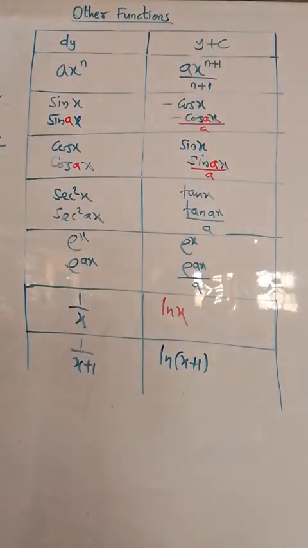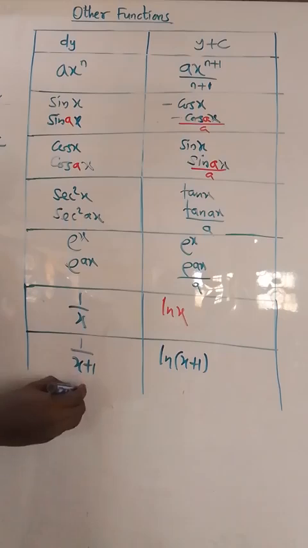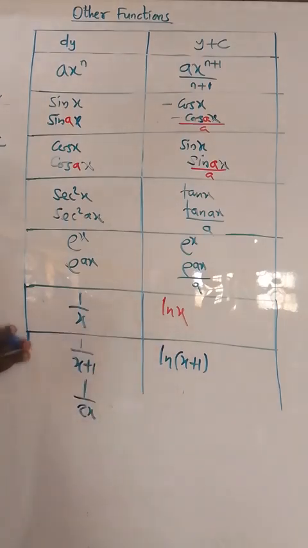You might be wondering, why can't we divide by the derivative of the inside? If we differentiate x plus 1, the answer is 1. So divided by 1 is still the same. But what if we now have, let's say, 1 over 2x? What if we have 1 over 2x?